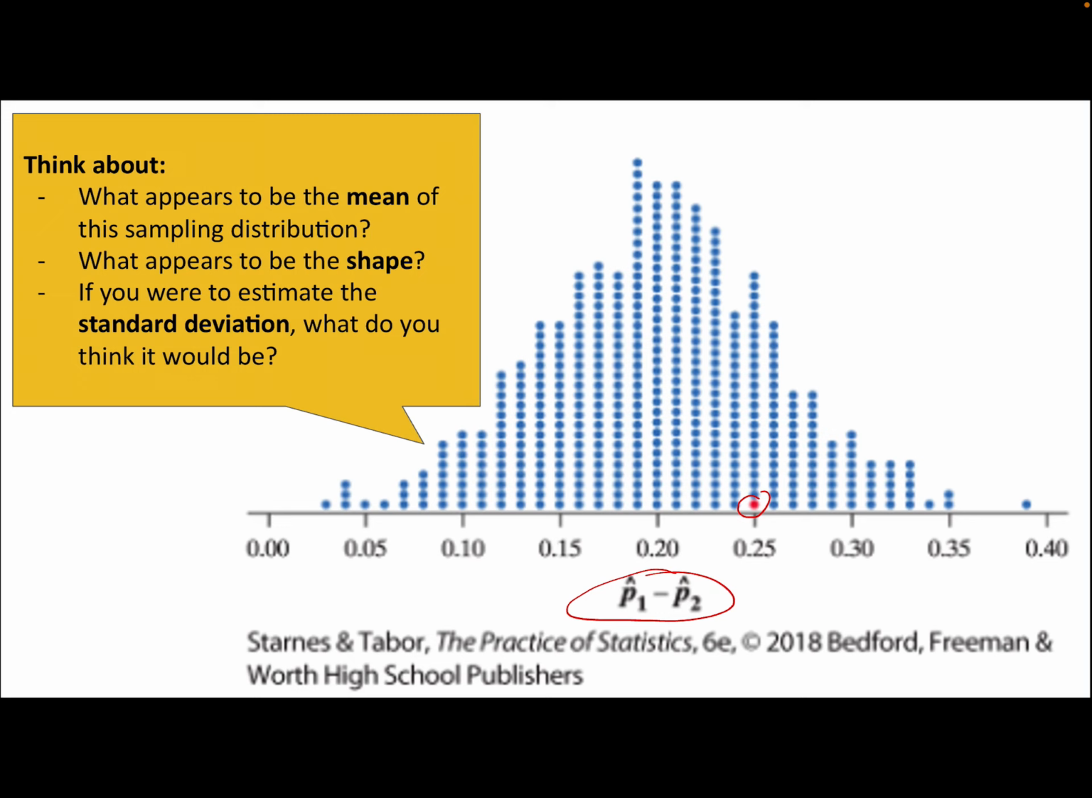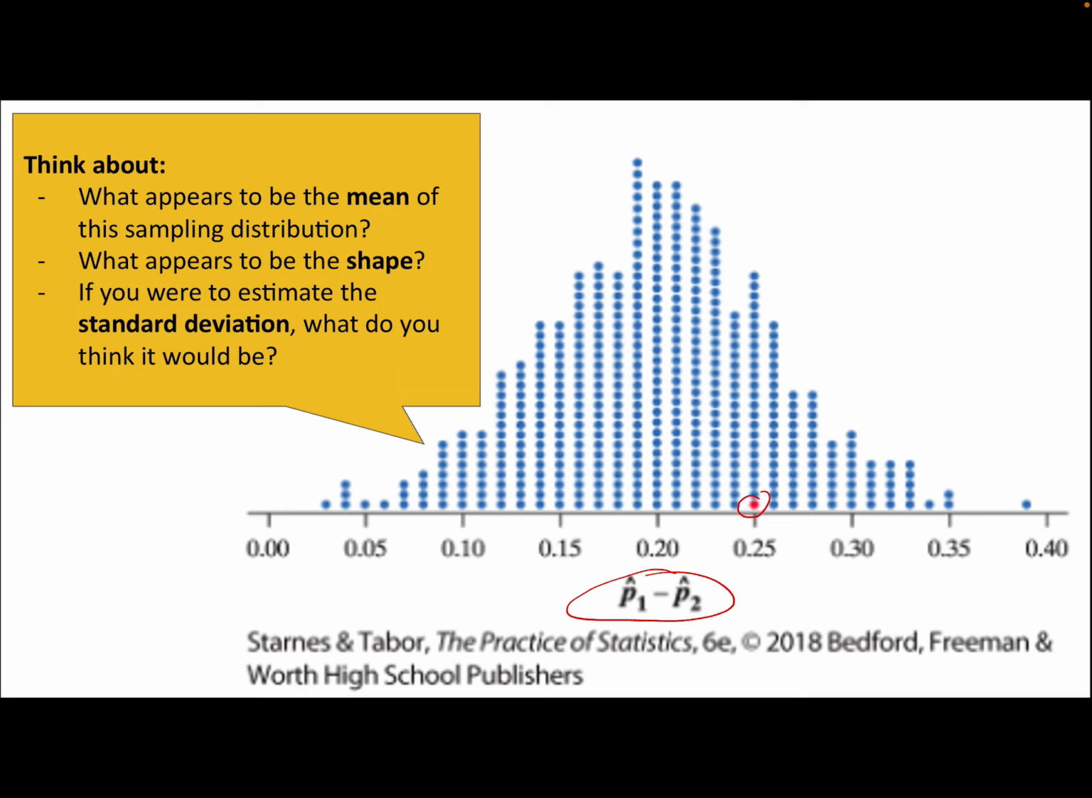So what I want you to think about here is, looking at this sampling distribution, what appears to be the mean of the sampling distribution? So kind of where is the center more or less, or what do you think would be the average difference in proportions? And what appears to be the shape? And then if you were to estimate the standard deviation, what do you think that would be?